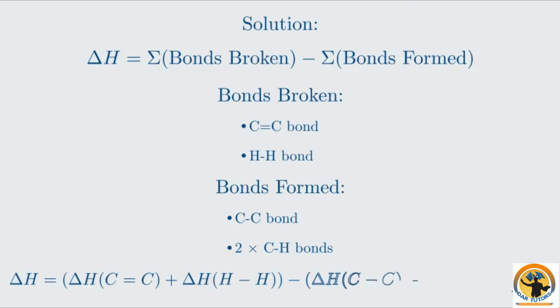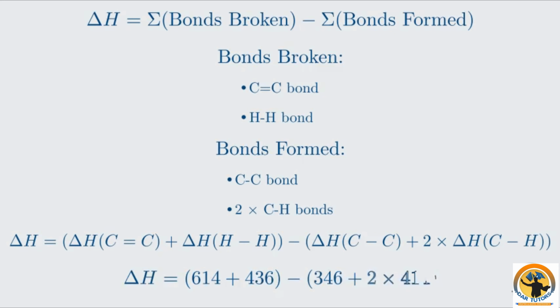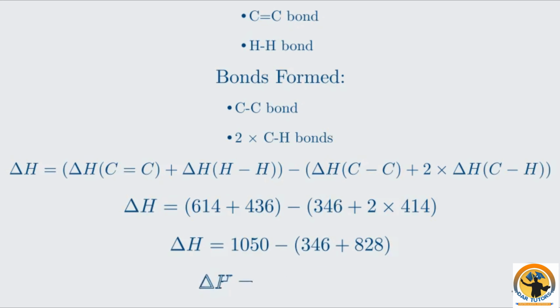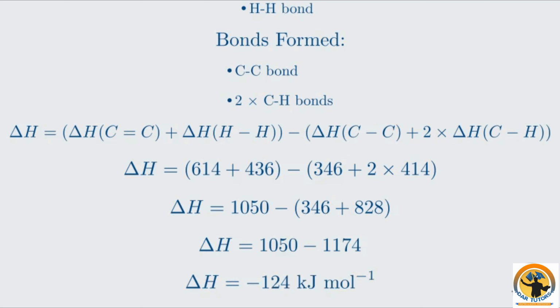Plugging in the average bond enthalpies, we calculate the energy absorbed from the broken bonds and the energy released from the formed bonds. The result is 124 kJ per mole. This estimate is exothermic, as expected for a hydrogenation reaction. Take a moment to check your calculation.